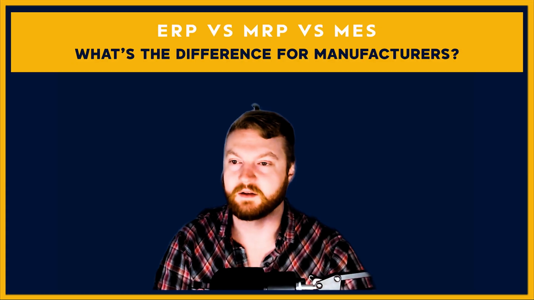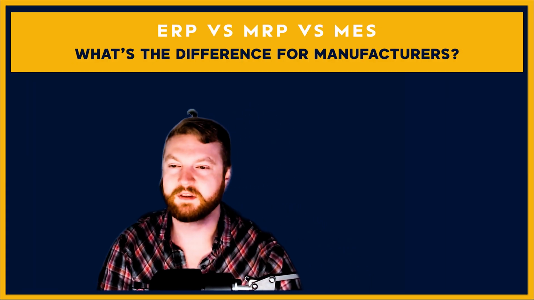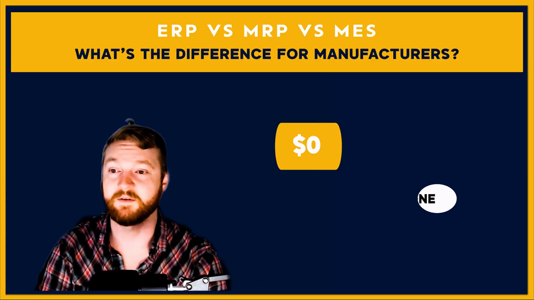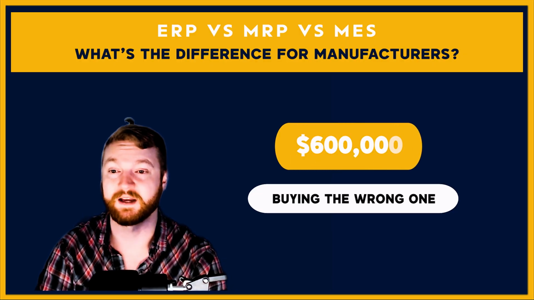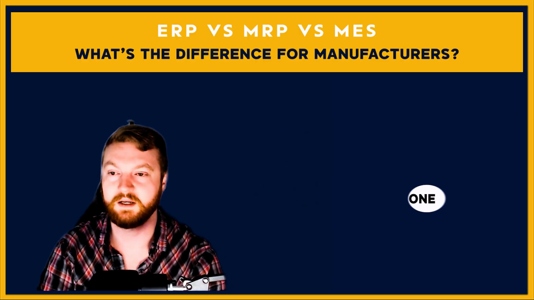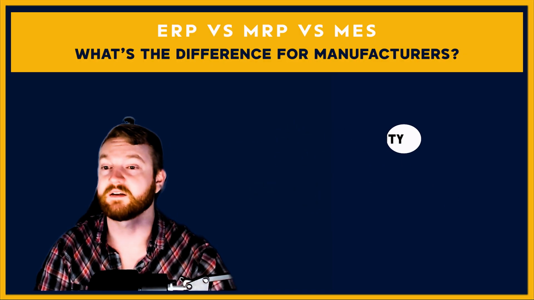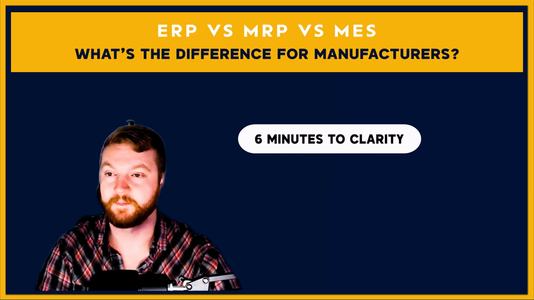ERP, MRP, MES. Three acronyms that sound like they do similar things, they don't. And manufacturers spend six figures every year buying the wrong one because nobody explained the differences clearly. In the next 6 minutes, I plan to correct that.